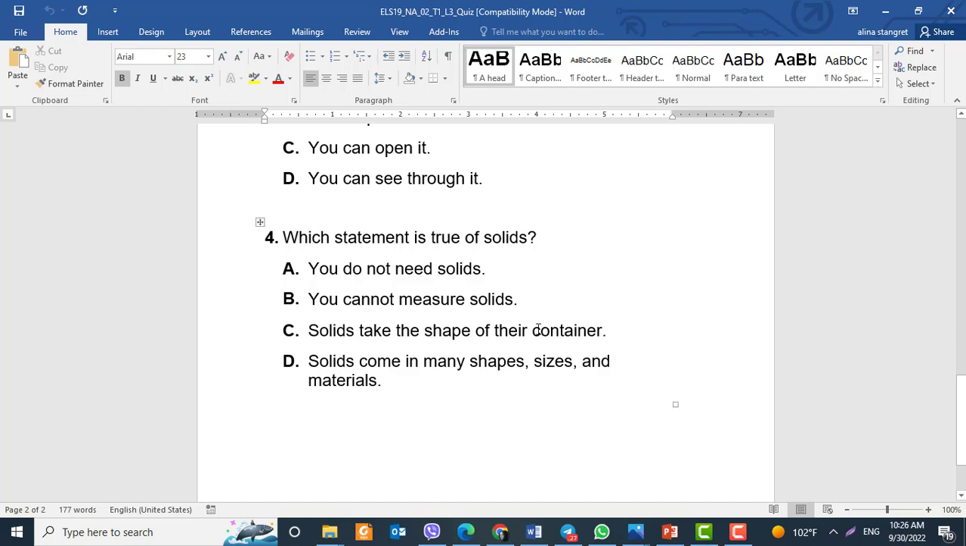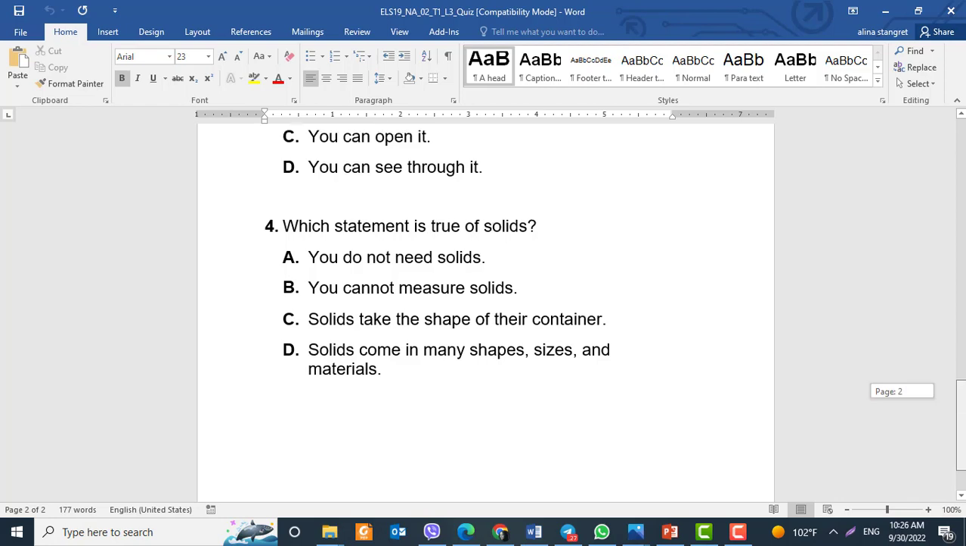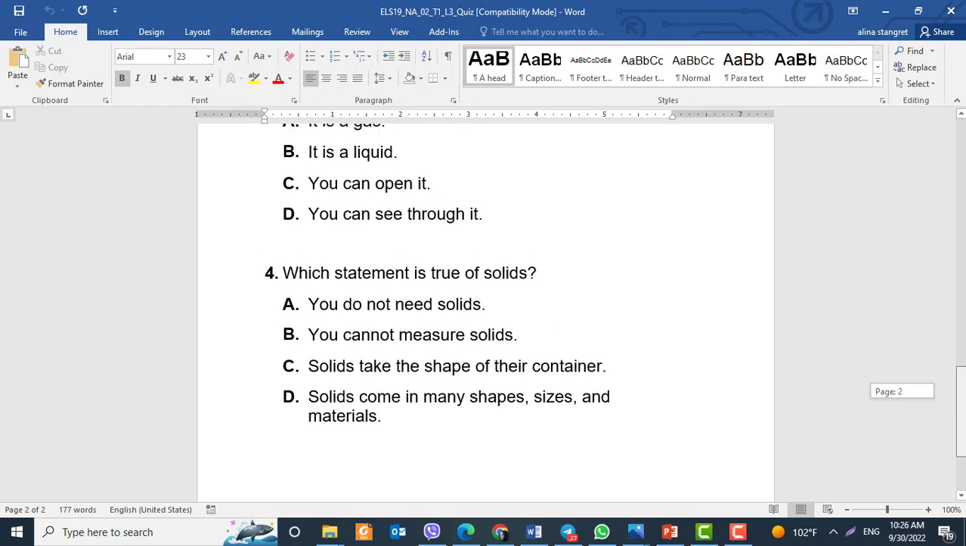Solids take the shape of the container is wrong, because it's true only about gases and liquids. Solids come in many shapes, sizes, and materials. This variant is true. We discussed shapes like triangles, rectangles, squares. We discussed sizes, big or small objects, and we discussed materials, wood, concrete, and so on. So answer D is right.